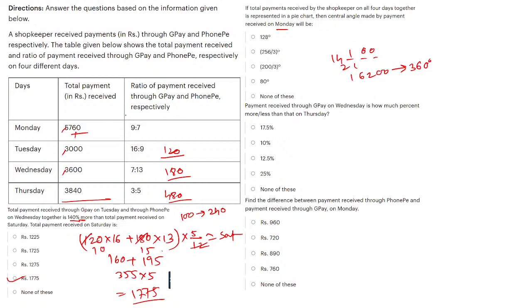Now what is this part? That means the Monday part, that is 5670. So 360 multiplied by 5670 divided by 16200. Right? So this will give us 0, 0, and this is 2, 0. Okay, just cancel it. This is 2.